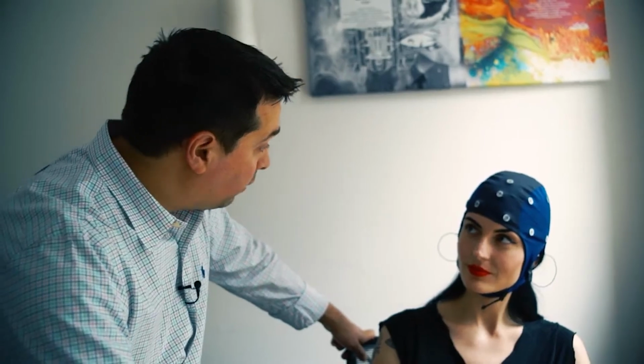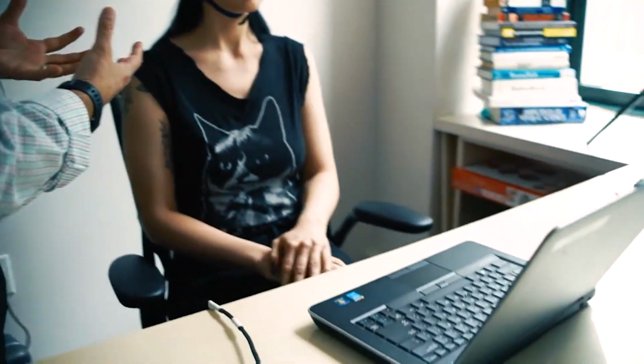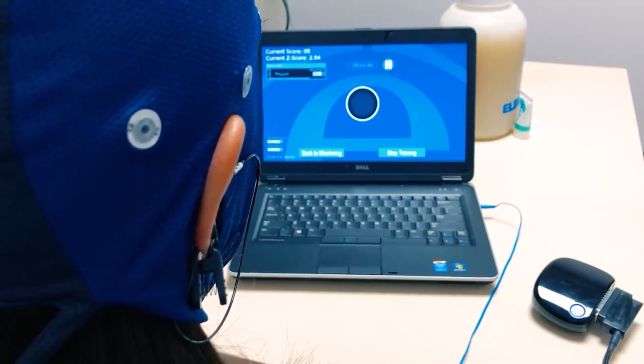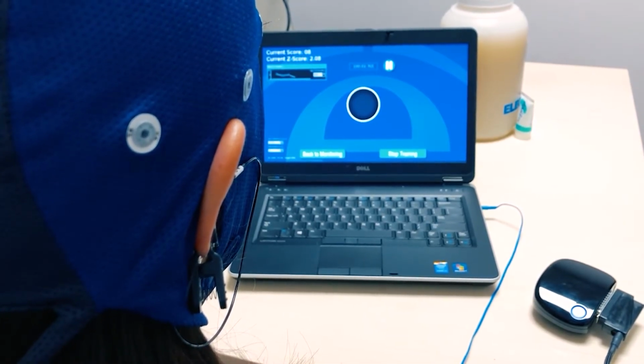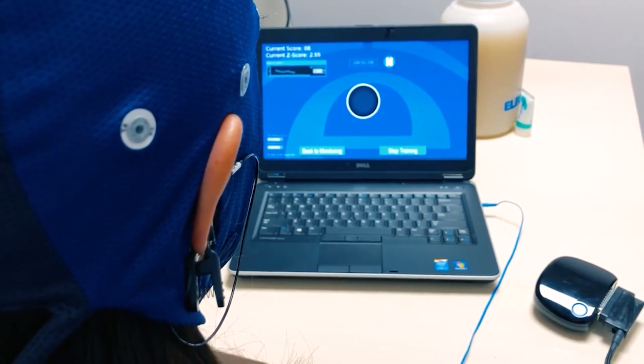I want you to focus on the screen and just let the green light turn on. Okay, the green light is feedback to your brain that it is behaving in a more normal pattern. So focus on the screen here and keep the green light on as best as you can.